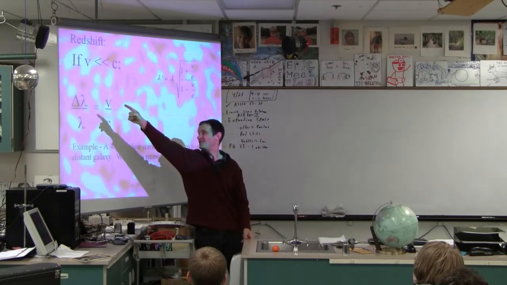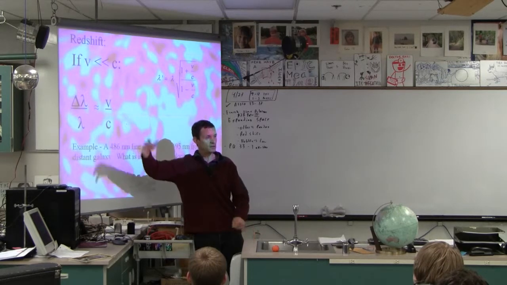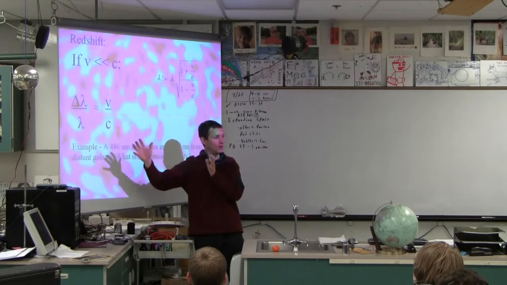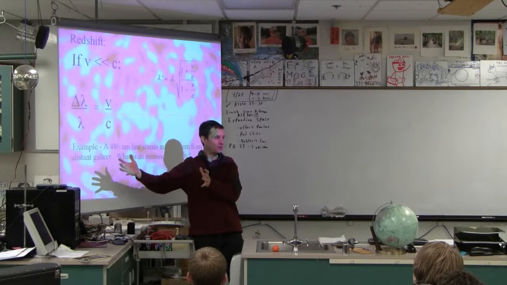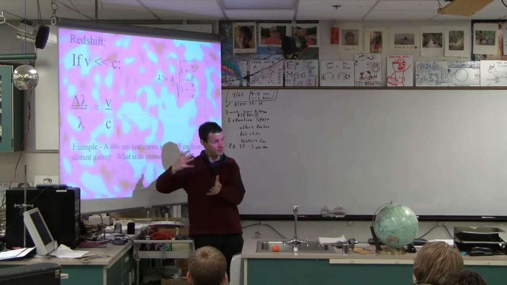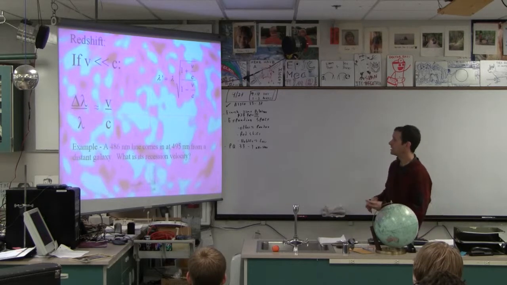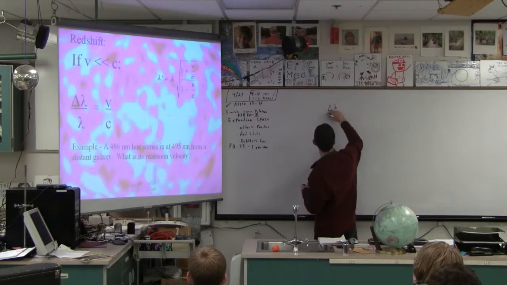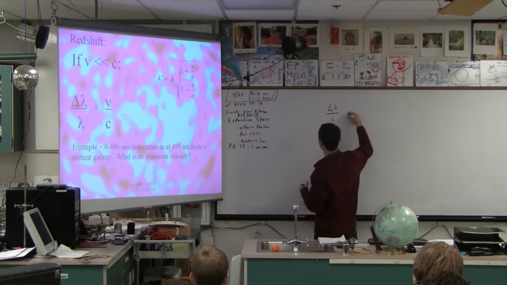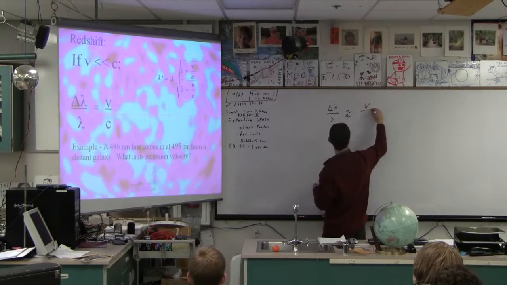Notice that it is a change in wavelength formula. It doesn't tell you what the wavelength is. It just tells you how much it changes by. In all redshift problems, you're going to add to the wavelength. And in blue shift problems, if they're moving toward us, we're going to subtract from the wavelength. So the 486 nanometer line, that's the original wavelength. Delta lambda over lambda is approximately equal to the recession velocity divided by the speed of light.